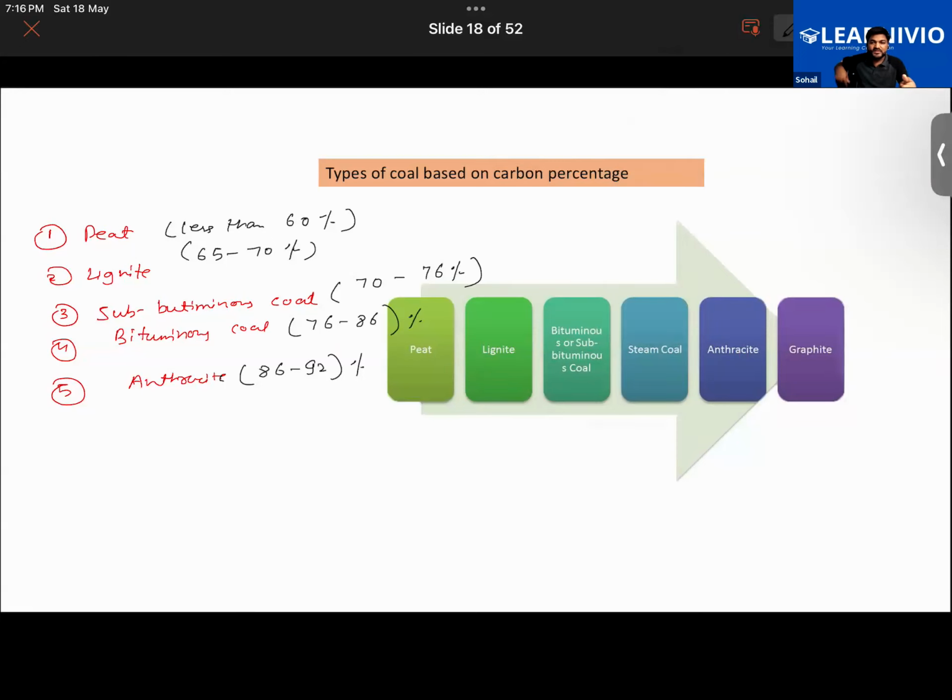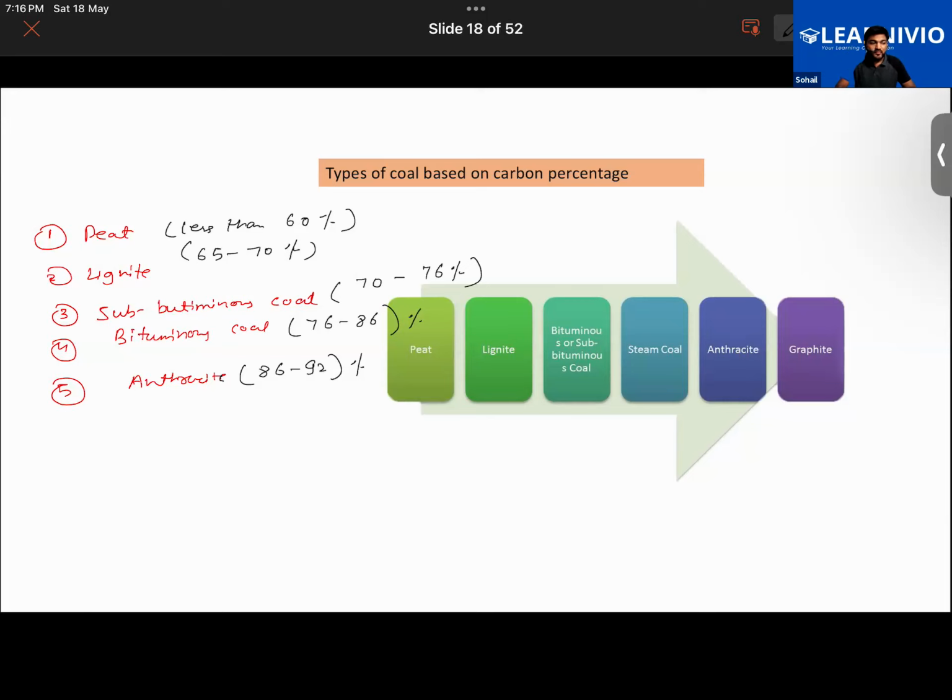So obviously, which one is the best? Obviously, that is anthracite. If you talk about peat, peat is soft, not very soft, but usually soft. It is brittle in nature, meaning that it will crumble. It is crumbly, meaning that even with some amount of force you can break it.